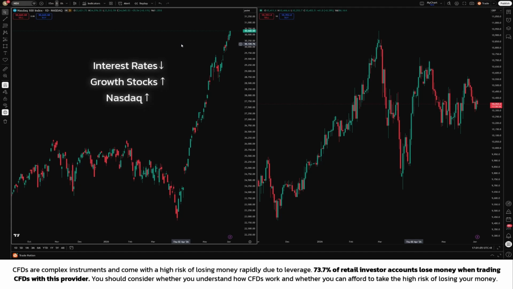When interest rates are expected to fall, future earnings can look more attractive in valuation terms. This can support growth stocks because investors may be more willing to pay for earnings that are expected to arrive later. When rates are expected to remain higher for longer, those future earnings are discounted more heavily. That can put pressure on the Nasdaq.